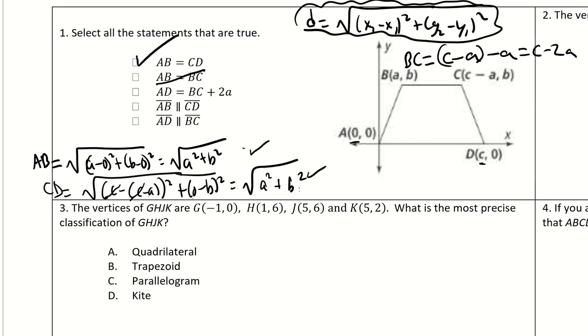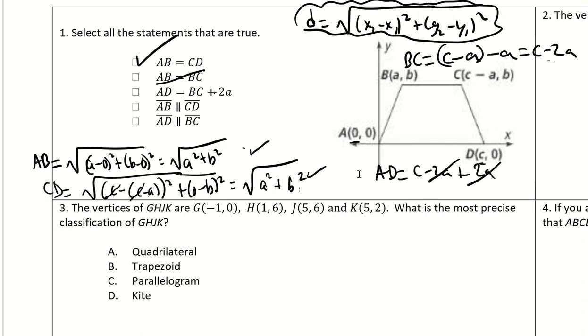So that's not true. Let's do AD. AD is BC plus 2A. We just said that BC was C minus 2A. And then we're going to add 2A to that. But notice that the 2A's cancel, leaving you with C, right?